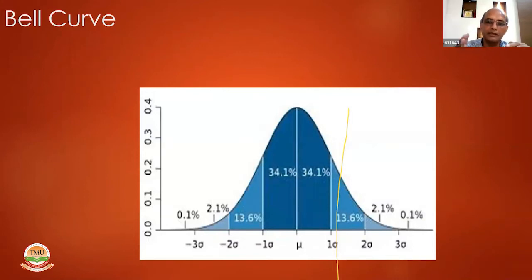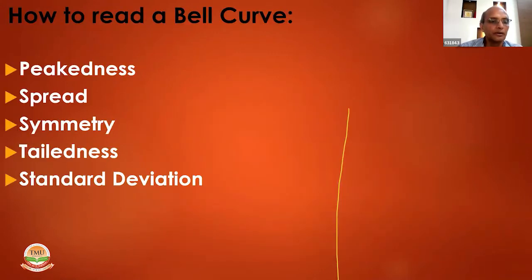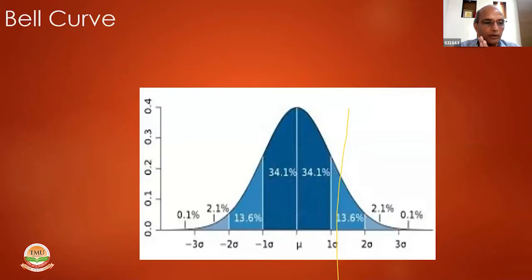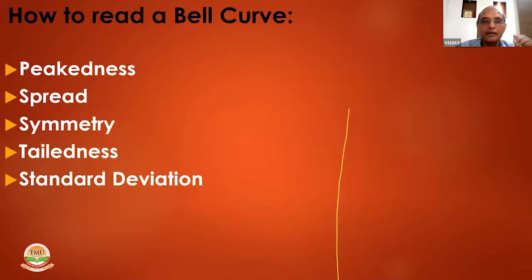Now, when you look at the interpretation of the bell curve, there are three important things which I must look at. One is the two different types of statistics. Second, statistical measures. And third is, how do I actually read a bell curve? So let me go one by one. How do I first read a bell curve? I need to have these five important aspects looked into when I analyze a bell curve.